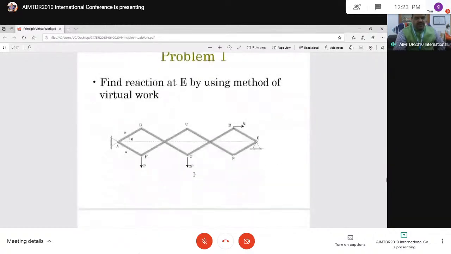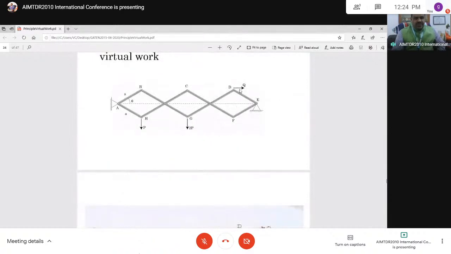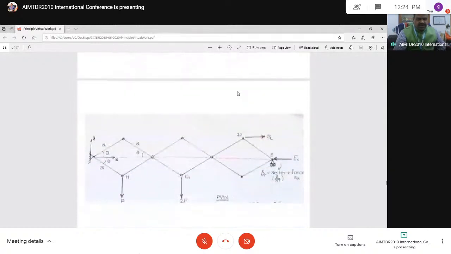This is already done, but the only extra thing we have added is some more loads applied, P, 2P and Q. Okay, there are three forces, but earlier we applied only horizontal forces. Now we have applied vertical forces. Earlier we applied Q here, P here, and this is not a roller support. Now one end is hinge and another end is roller, and two forces are applied, P and 2P and Q.